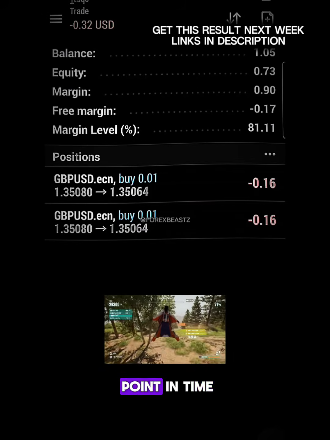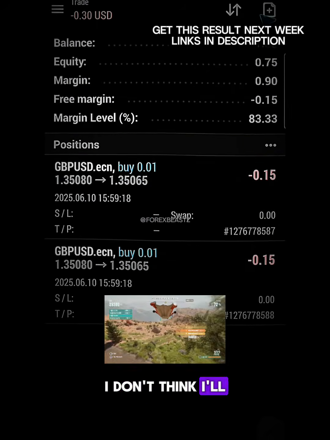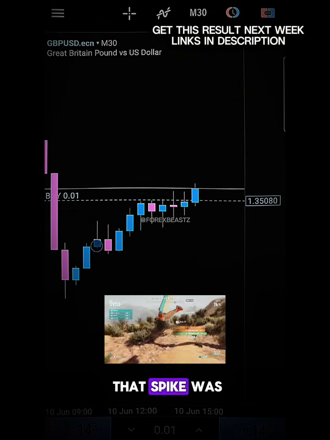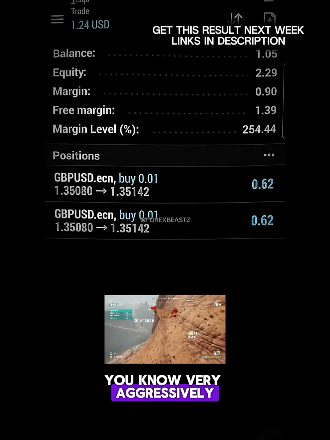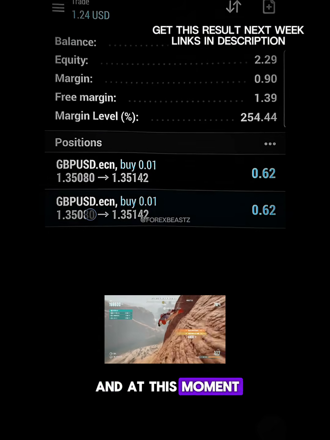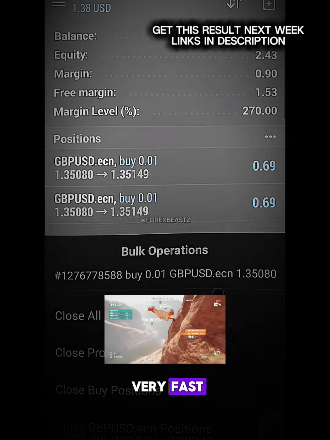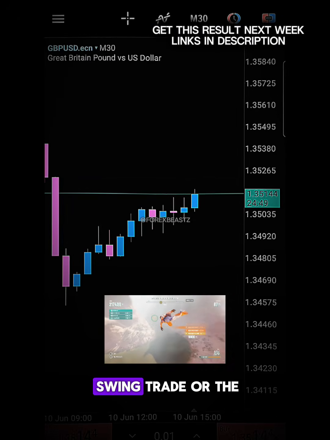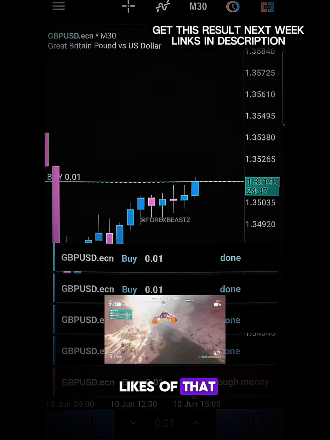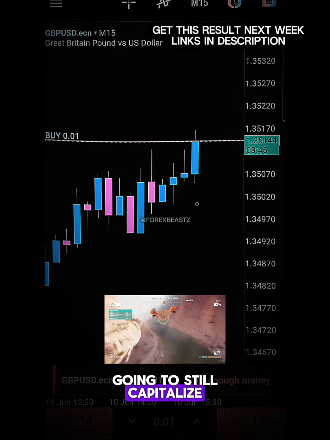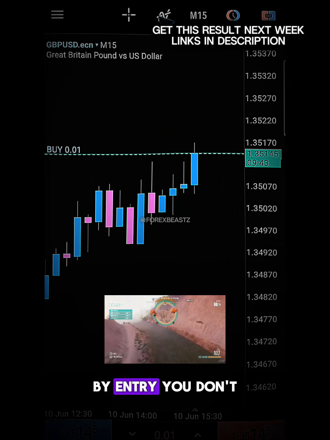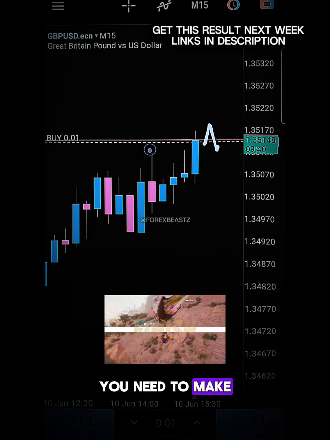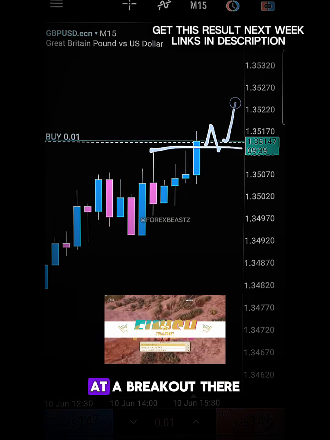But basically, at this point in time, I don't think I'll be able to add more position. If you look at that point there, you can see how aggressive that spike was. And at this moment in time, you want to close very fast, because this is a short-term trade. It is not a swing trade or the likes of that. And if you are going to still capitalize off this buy entry, you don't want to go in anyhow. You need to make sure you enter strategically at a breakout there.